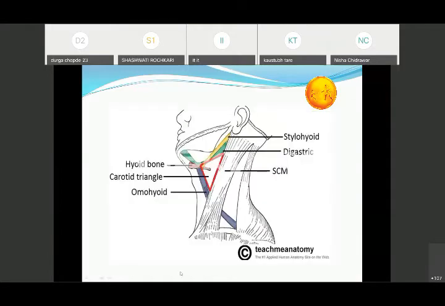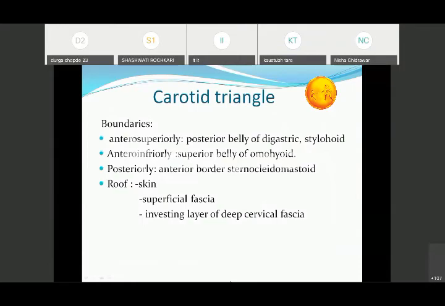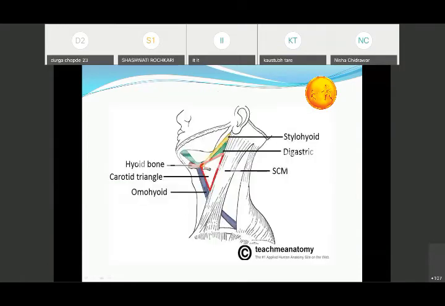So I'm repeating again the boundaries of the triangle. See, this is the carotid triangle. Here you see the hyoid bone. This is the anterior belly. This is the posterior belly. So this part, antero-superiorly, is bounded by the posterior belly of digastric and stylohyoid muscle. Then antero-inferiorly, it is bounded by the omohyoid muscle, that is the superior belly of omohyoid, and posteriorly it is bounded by the anterior border of the sternocleidomastoid muscle.